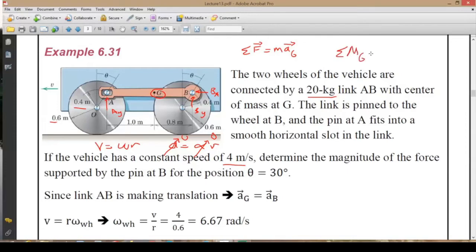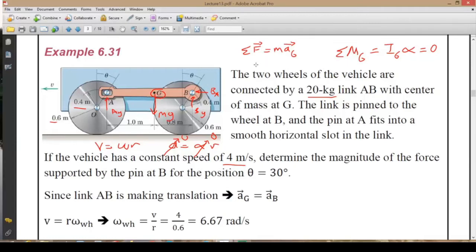We can use the moment equation about the mass center, and that will be the mass moment of inertia times alpha, but alpha is equal to 0. So this equation will be equal to 0, and the forces that are going to generate the moment about the mass center are AY and BY. There's another force acting on this link, which is due to the mass of this link and the gravity. So there's this gravitational force acting at the mass center, which is not going to generate any moment about the mass center. So the information that's going to appear here will be about AY and BY.